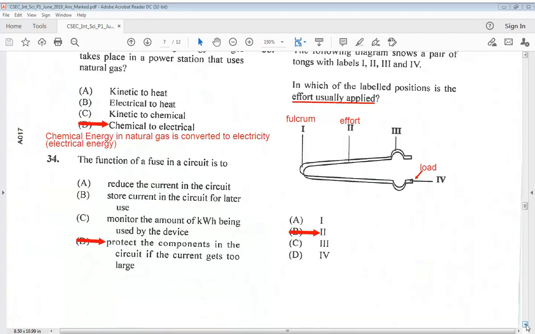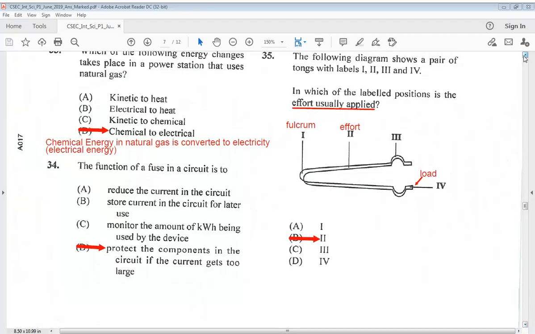Let's go to 34. The function of a fuse in a circuit is to, the answer is D, to protect the components in the circuit if the current gets too large. So that's the answer for 34. Let's go on to 35.